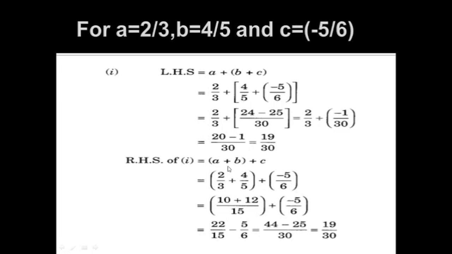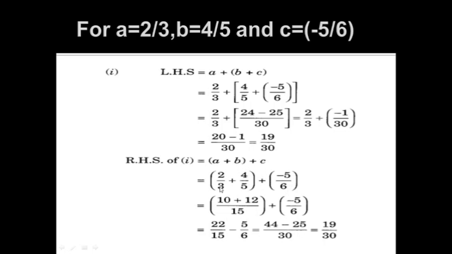Now we are changing the arrangement. Earlier we added b and c firstly and the result was added to a. Now we'll add a and b firstly and the result will be added to c. Now we'll put the value of a as 2 upon 3, the value of b as 4 upon 5 and the value of c as minus 5 upon 6.